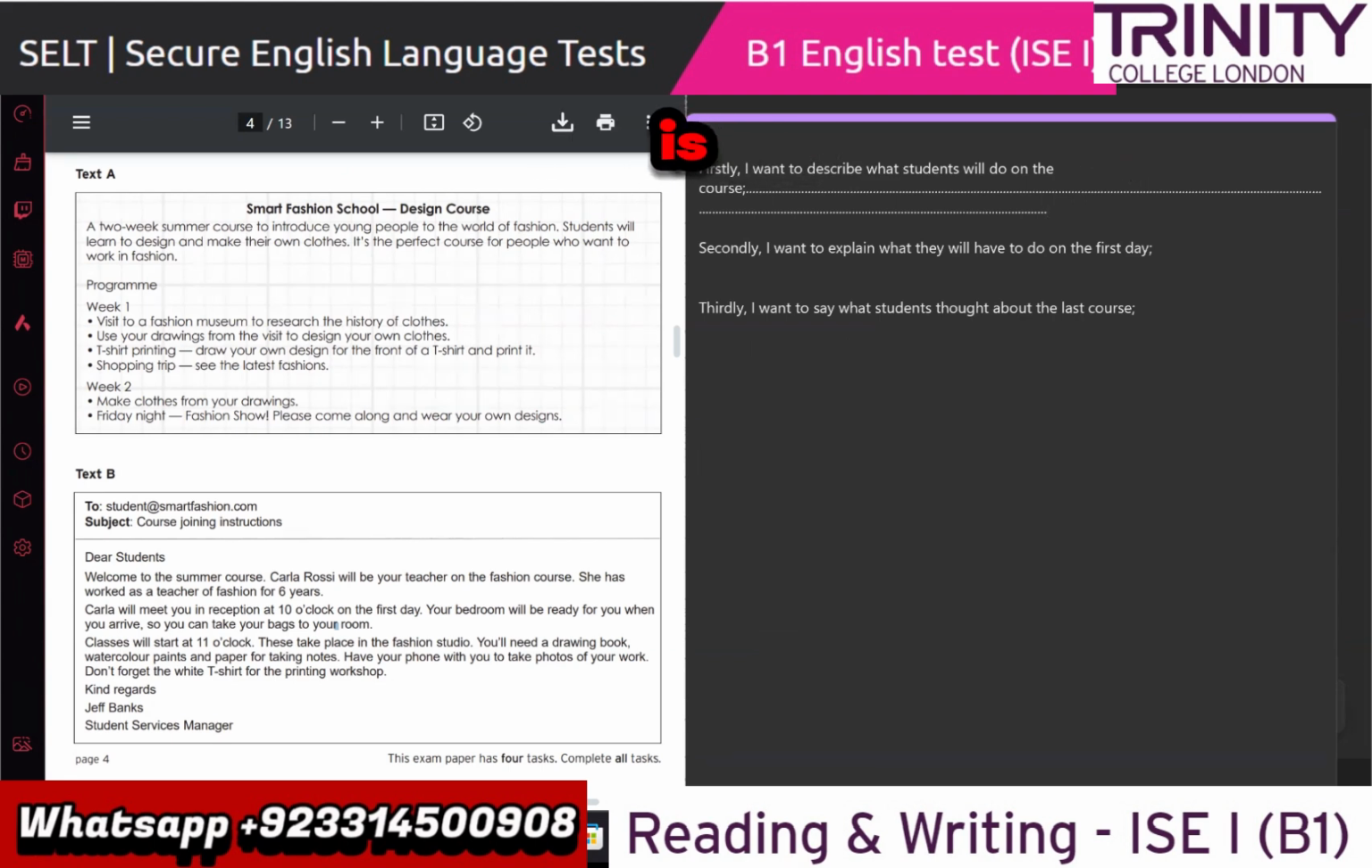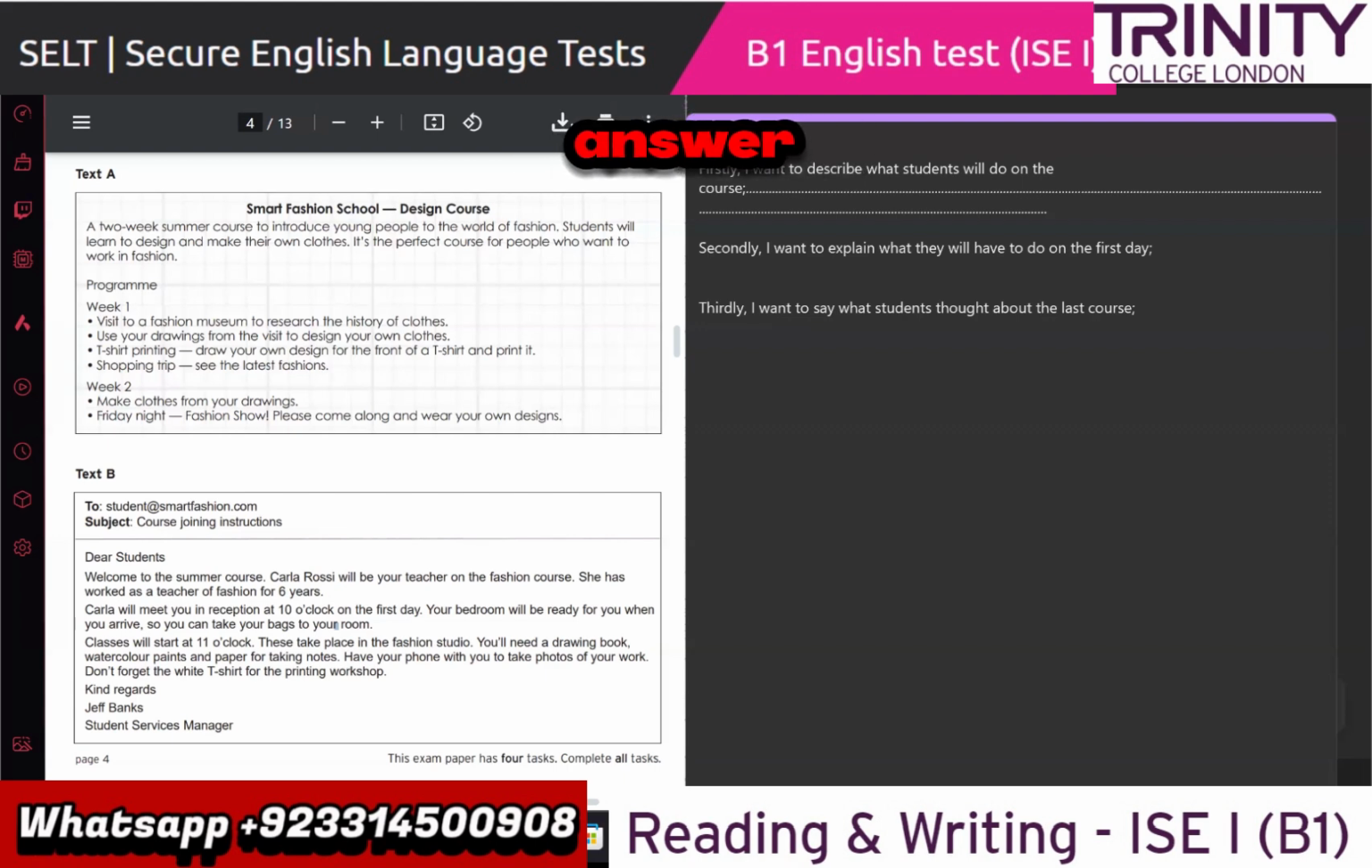Sir, C and D is not required. We are just trying to find point 1 first. Firstly, I want to describe what students will do on the course. That's not given in text C and D. That's only available in text A. So I just made it easier for you. Okay. So once you're done with point 1, then we'll move to the next point.